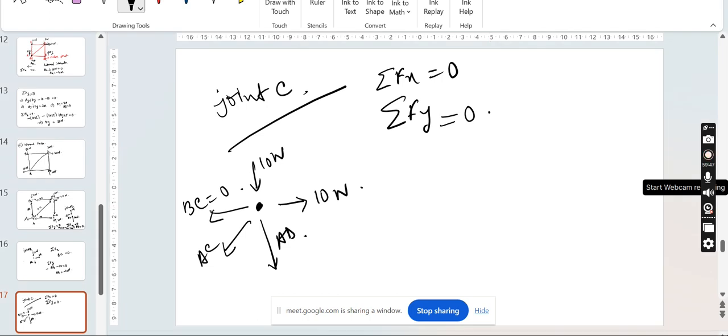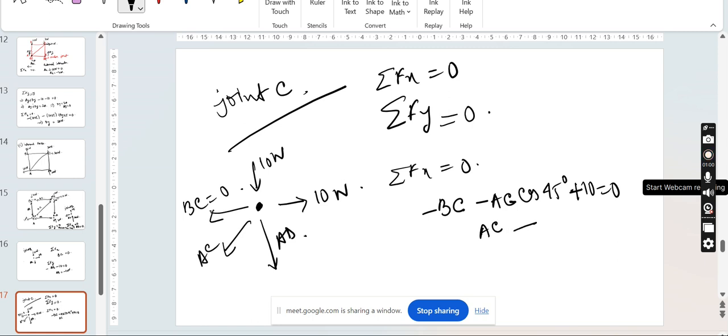So x axis: minus AC cos 45 degree plus 10 is equal to 0. We know BC is equal to 0, so AC is equal to 10 by cos 45 degree, which will be 10 root 2 Newton, which is 14.14 Newton.